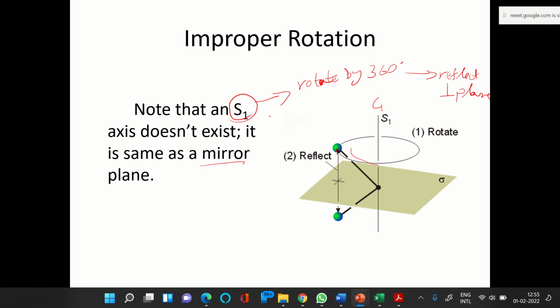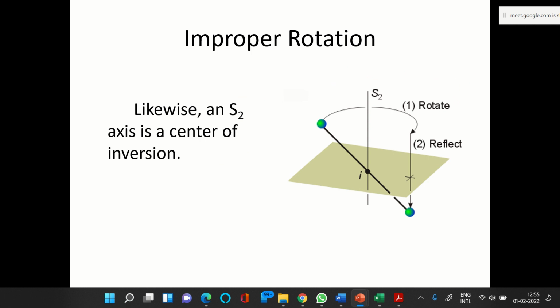So S1 axis does not exist. The improper axis labeled S1, that is 360 rotation and reflection, does not exist because the meaning is the same as doing a simple mirror operation, reflection. And look at the S2 axis.